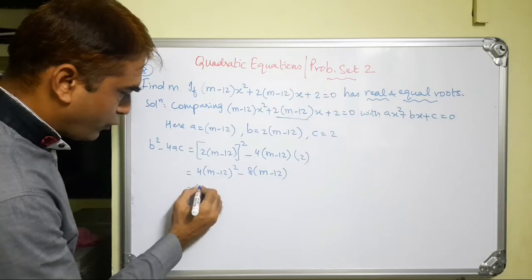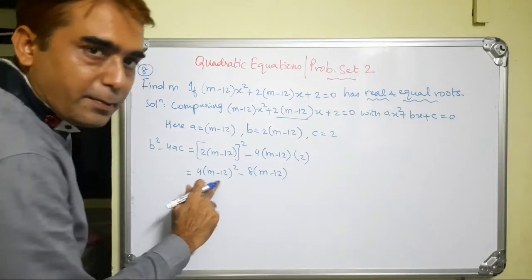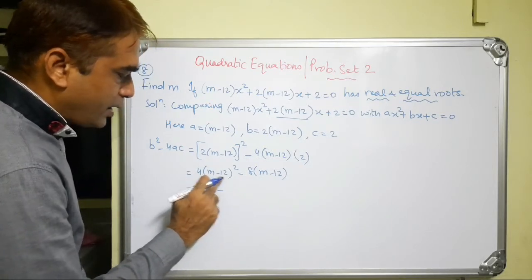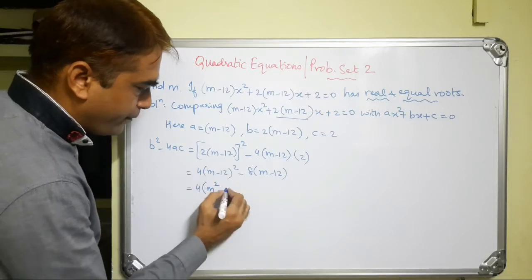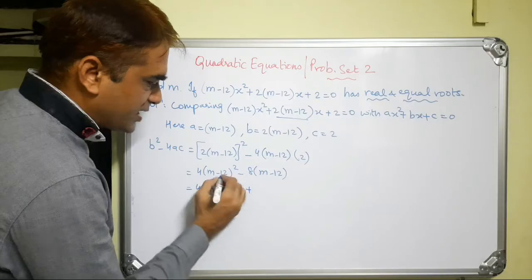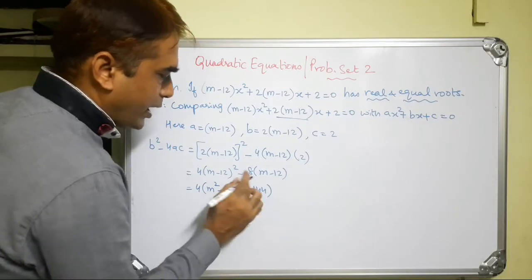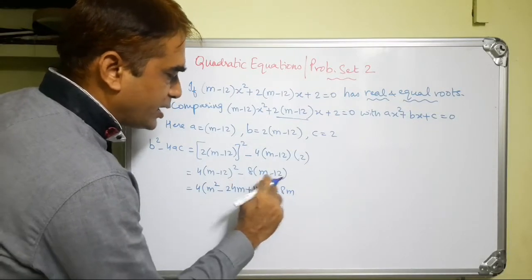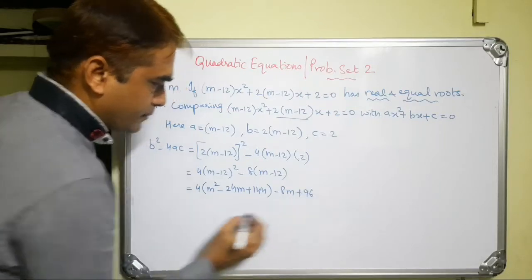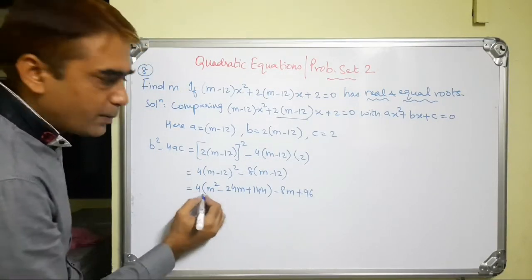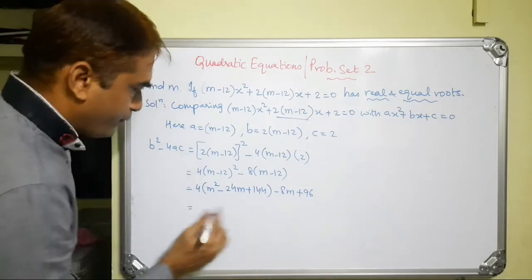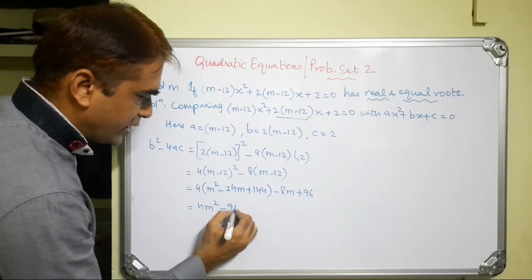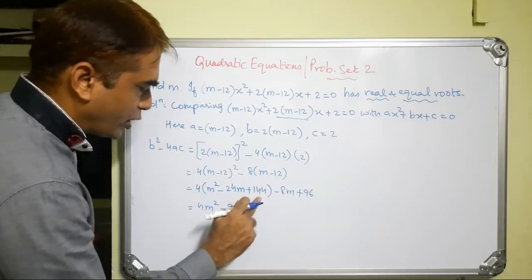So this equals 4 in the bracket. Here we will apply (a − b)². So this will be m² − 2 into m into 12, so 12 twos are 24m, 24m, and plus 12 squared is 144, and negative 8 multiplied to both the terms, minus 8m, and minus 8 into minus 12, that is plus 96. So 4 will be multiplied to each term. So 4m² − 4 into 24 is 96m, and 4 into 144.